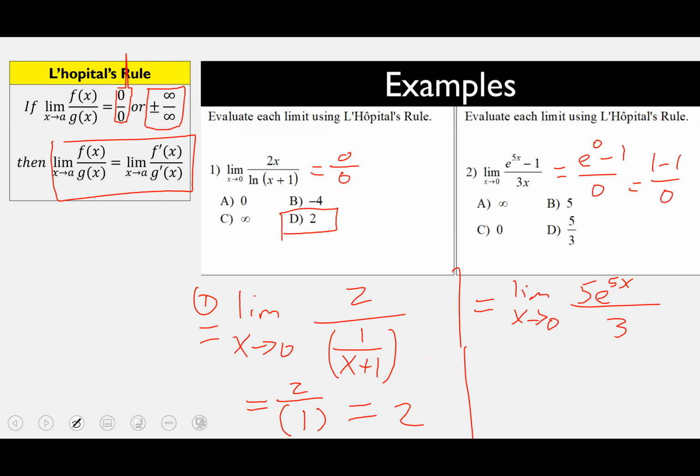If I plug in 0 right now, what happens? The top one will be 0. Oh wait, sorry. Okay, the top one will become 5e raised to the 0 power over 3. 5 times 1, right? So the answer is D. Awesome.